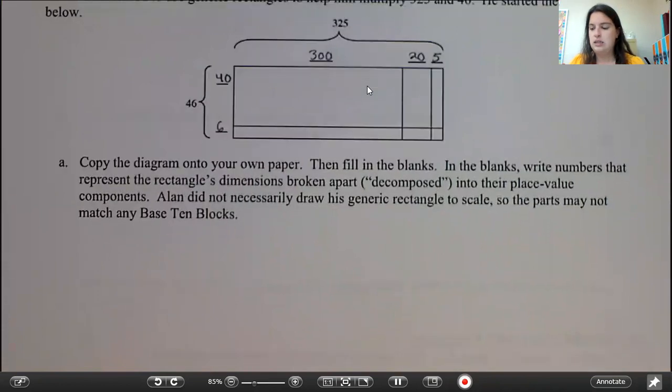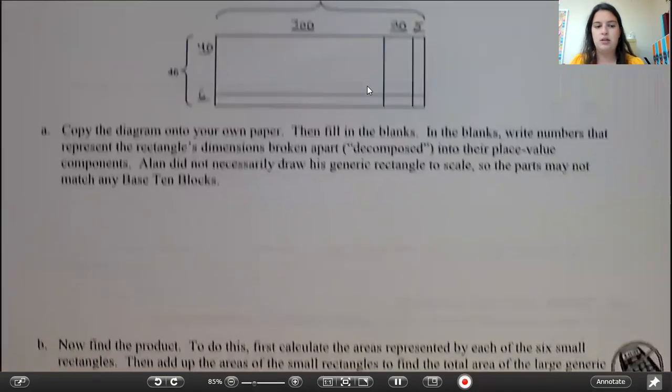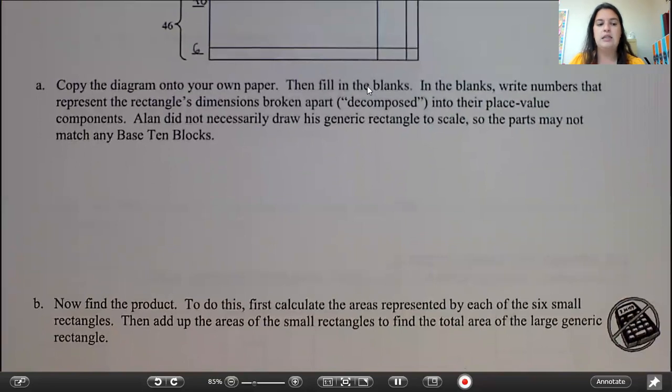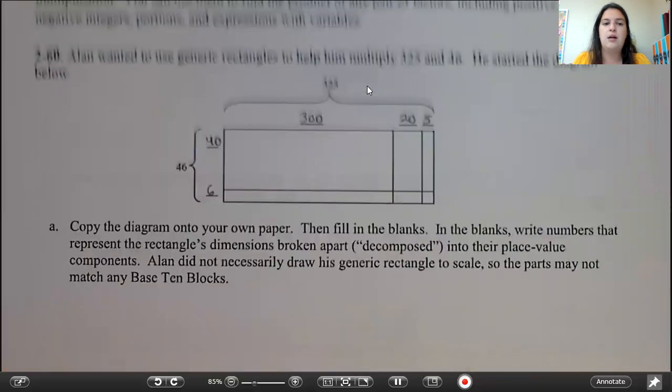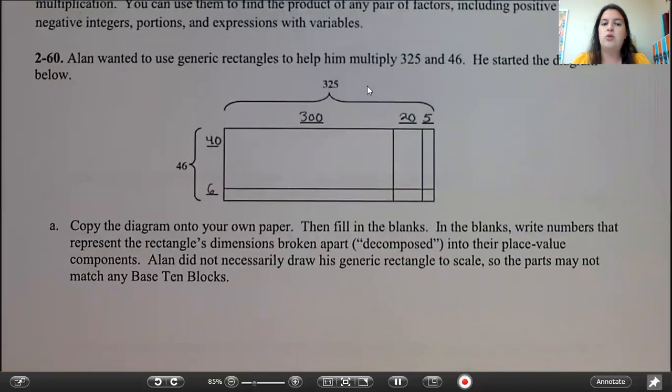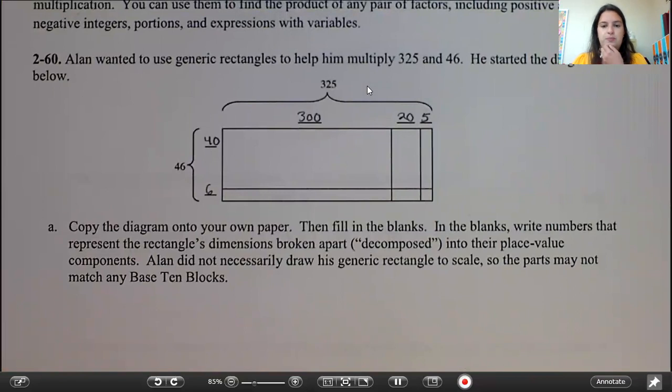And it doesn't necessarily say to find the product, because in part B, it says, now find the product. To do this, first calculate the areas represented by each of the 6 small rectangles. Then add up the areas of the small rectangles to find the total area of the large generic rectangle. Notice on your notes, no calculator, okay? So you're doing this without a calculator. So let's come back up here, and I would like you to try and fill in your 6 little parts.